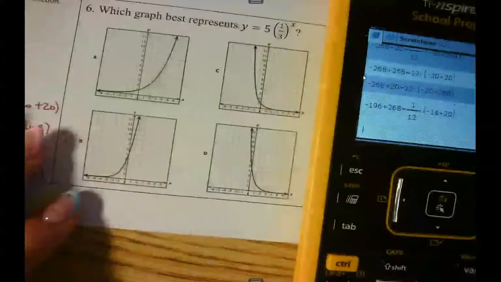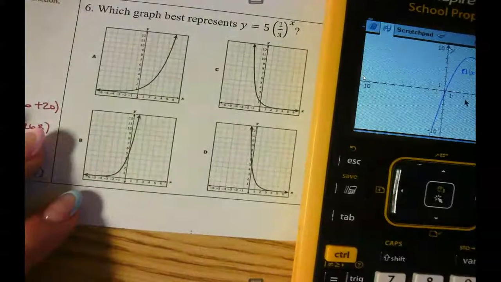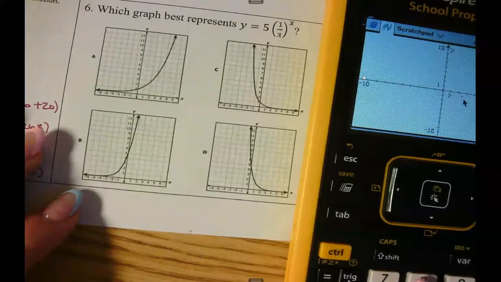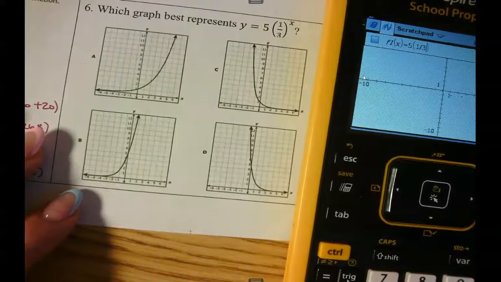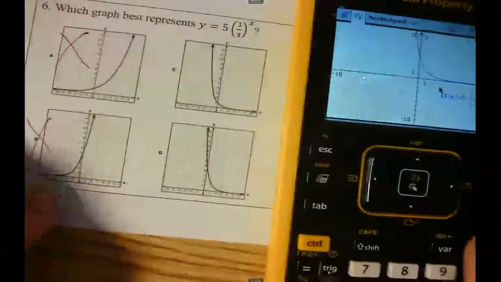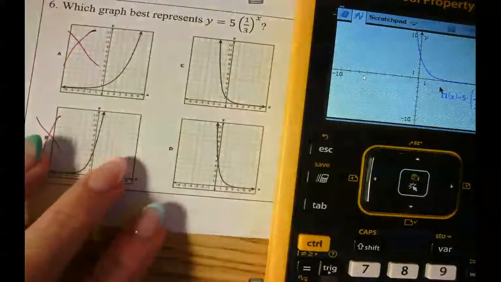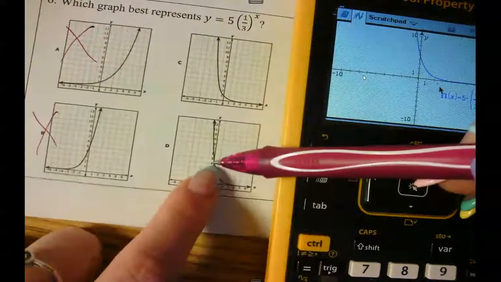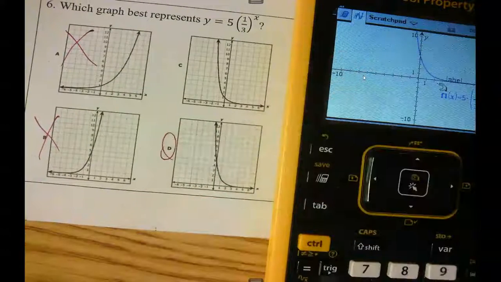All right. Again, which graph best represents? I'm going back to my graph, deleting, and typing this in. Menu 3, 1, 5, 1/3, arrow up to my X, and what do we got? We have this function, so it's not this one, and it's not this one. So it's one of these, which they look really similar, so we need to see this one's crossing at 5, this one's crossing at 1, 1, 2, this one's crossing at 5. That one's my answer.